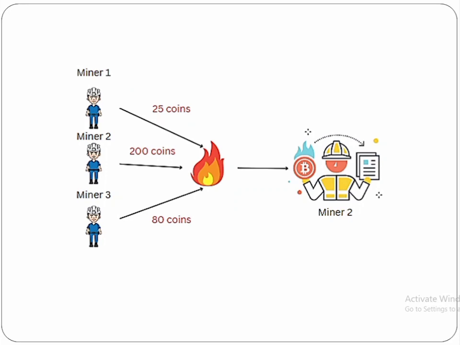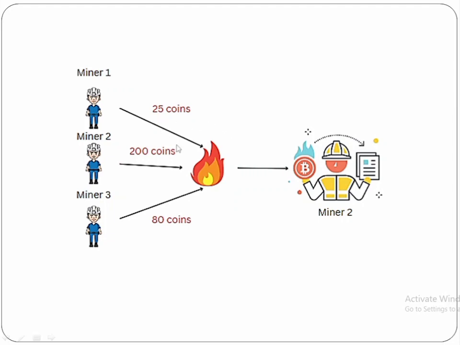So here is a simple explanation of how the burning process works. There are three miners here, and each miner can burn some coins. Miner 1 can burn 25 coins, miner 2 can burn 200 coins, and miner 3 can burn 80 coins. Among these three miners, miner 2 is selected because he can burn 200 coins. So he can invest more coins to become a validator.